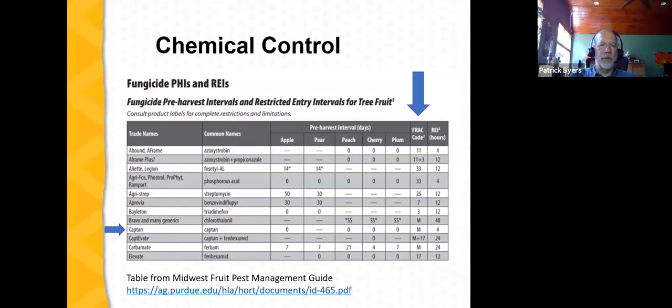So let's alternate it with something like Abound. Abound has a different FRAC code. It's FRAC code 11. And by alternating that with Cap10, we can hopefully slow down the development of resistance. Perhaps we can stick even a different FRAC code in there, like Bayleton, for example, which has a FRAC code of 3. And so we have a completely different mode of action. And by alternating among the different FRAC codes, the different modes of action, we can slow down the development of resistance in plant pathogens.